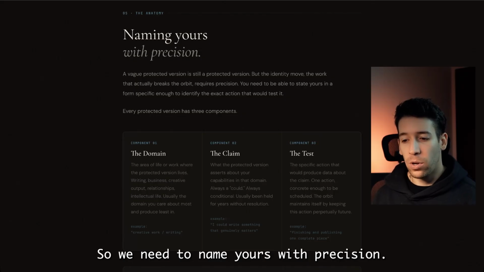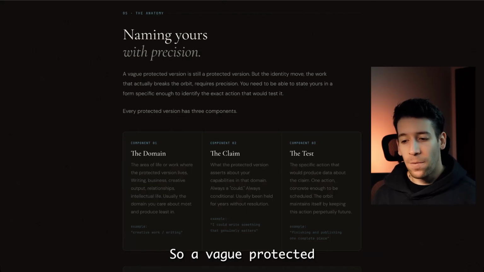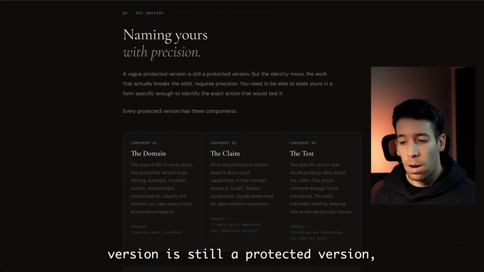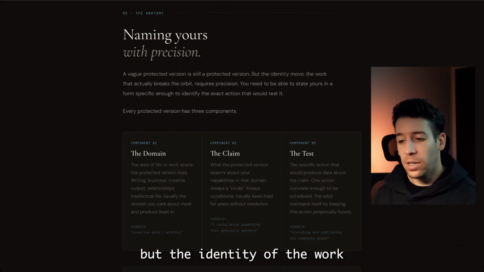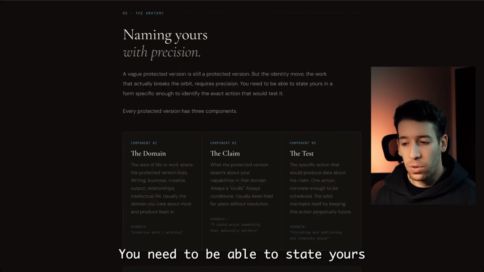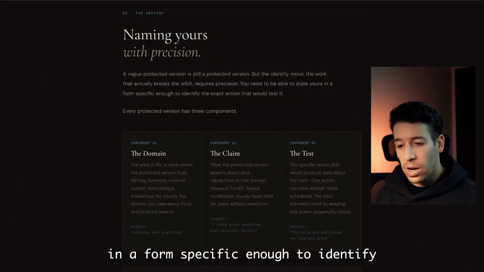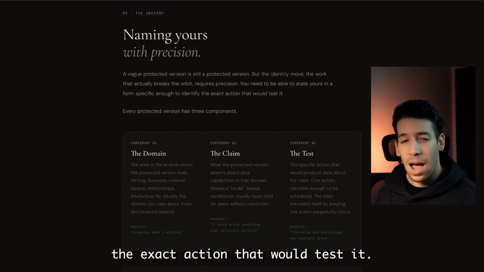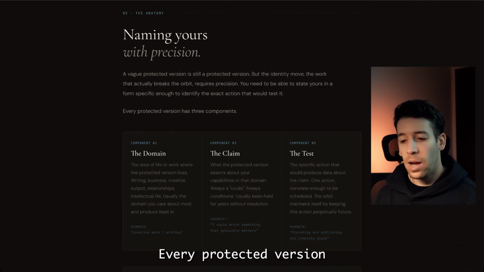So what is the anatomy of this? We need to name yours with precision. A vague protected version is still a protected version. But the identity move, the work that actually breaks the orbit, requires precision. You need to be able to state yours in a form specific enough to identify the exact action that would test it. Every protected version has 3 components.